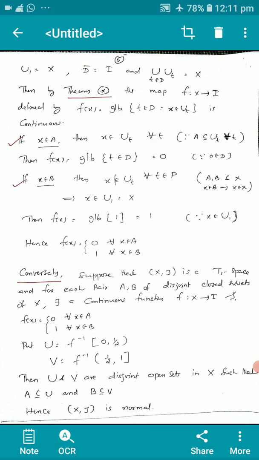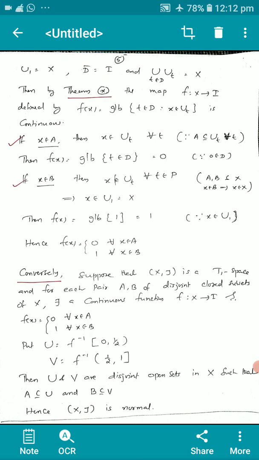So whenever X is normal, we are getting this result. The same way we have to consider the converse case. Conversely, suppose that X is a T1 space, and for each pair A, B of disjoint closed subsets of X, there is a continuous function f from X to I such that f of x equal to 0 for all x in A, equal to 1 for all x in B. Put U equal to f inverse of the interval [0, 1/2), V equal to f inverse of the interval (1/2, 1]. Then U and V are disjoint open sets in X such that A is a subset of U and B is a subset of V. So we get X is normal by the definition of a normal space.